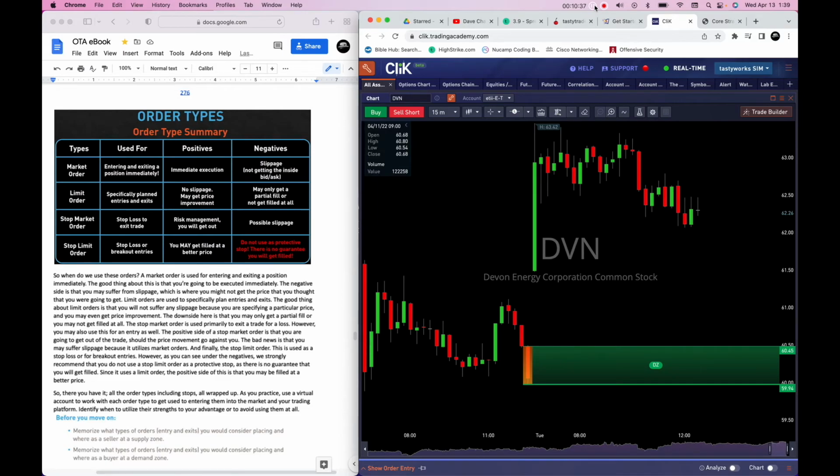And finally, the stop limit order. This is used as a stop loss for breakout entries. However, as you can see under the negatives, we strongly recommend that you do not use a stop limit order as a protective stop, as there is no guarantee that you will get filled. Since it uses a limit order, the positive side of this is that you may get filled at a better price. So there you have it, all the order types, including stops, all wrapped up.